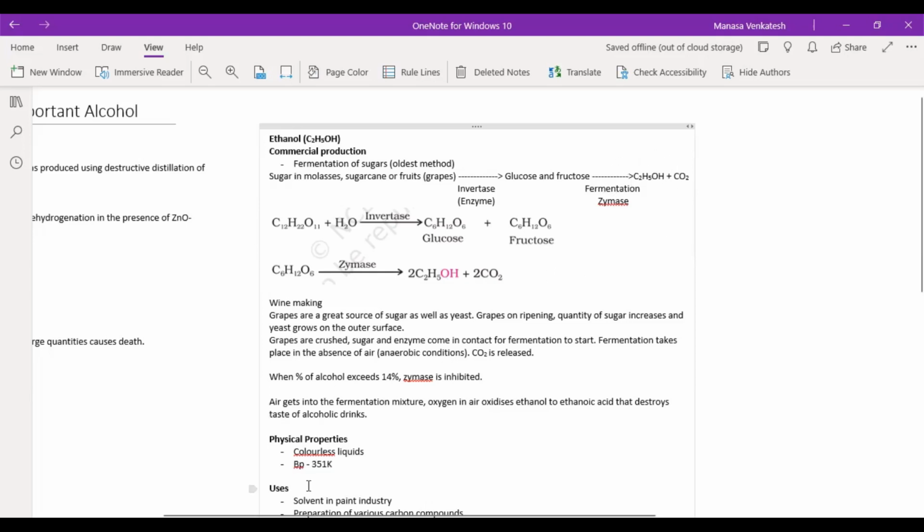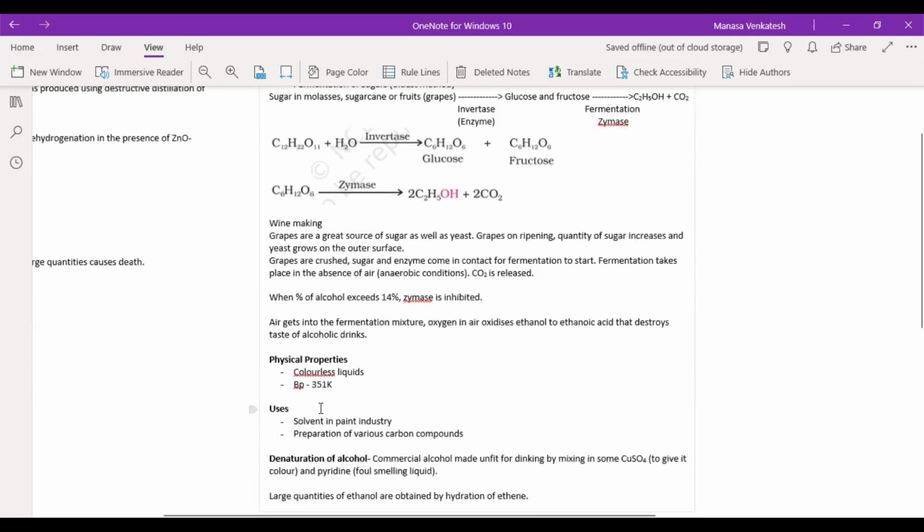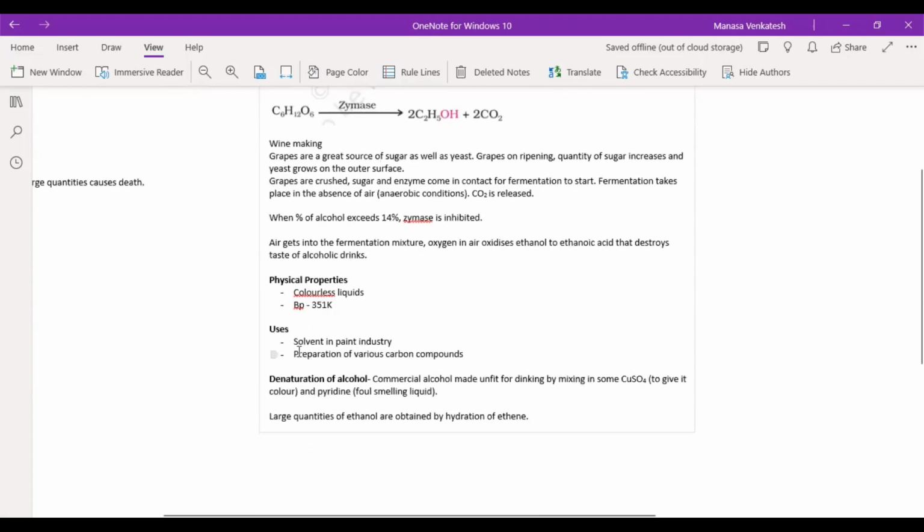That's ethanol. Next, it's a colorless liquid and the boiling point is 351 Kelvin. It's a solvent in the paint industry and in the preparation of various carbon compounds.